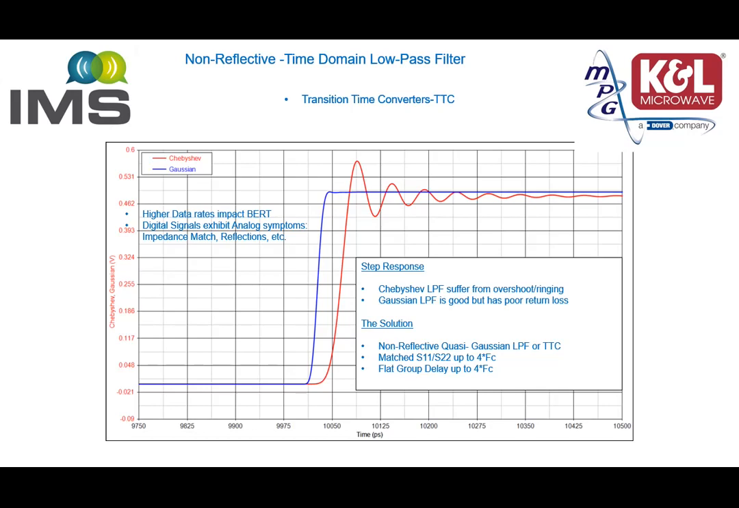The solution is a non-reflective quasi-Gaussian low-pass filter that we call TTC, transition time converter, matched S11 and S22 up to 4 times FC, and a very flat group delay up to 4 times FC.